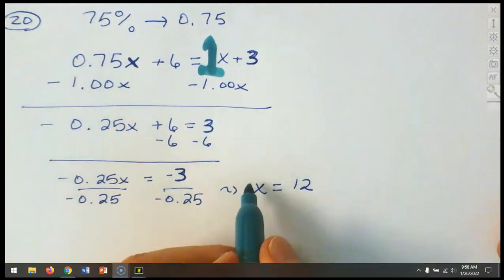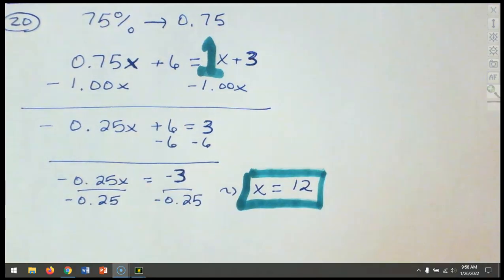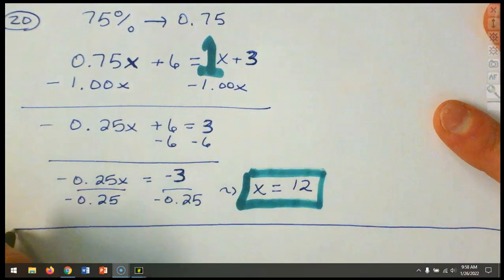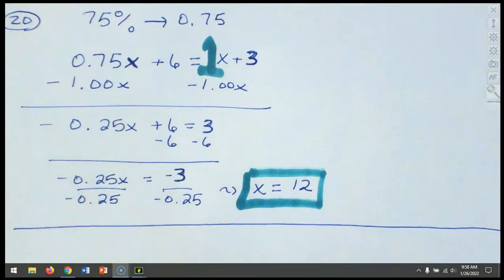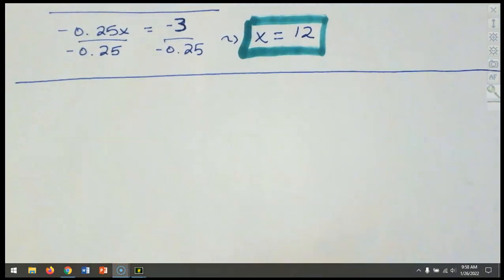Where students make a mistake is it's easy to write those decimals incorrectly. Take your time with the decimals and the fractions. Don't ever hesitate to use a calculator. If you struggle with decimals or fractions, use a calculator. Clear the fractions and then plug the decimals into your calculator.